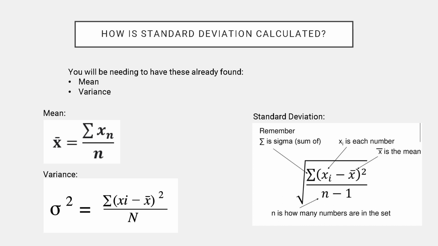Finding variance, it is denoted by sigma squared, and it is the sum of x of i minus x bar, which is the mean, and then you square this and divide it by n. And standard deviation and variance are very similar because you take the variance and you put it under a square root. This gives you the standard deviation.